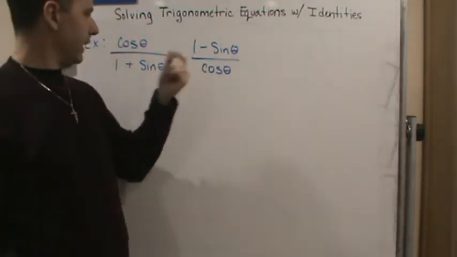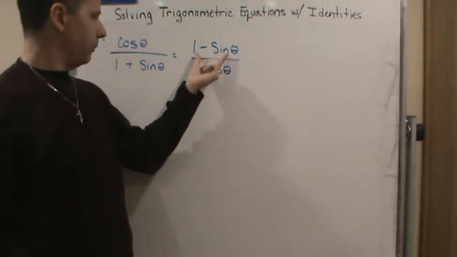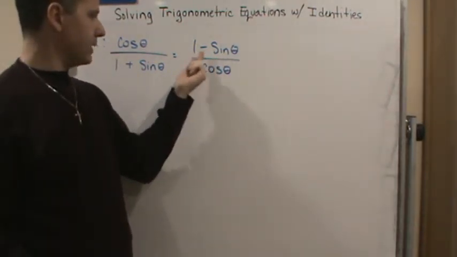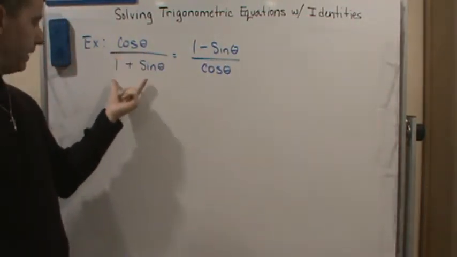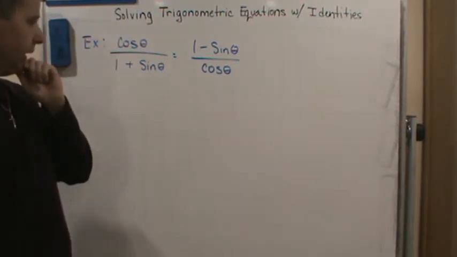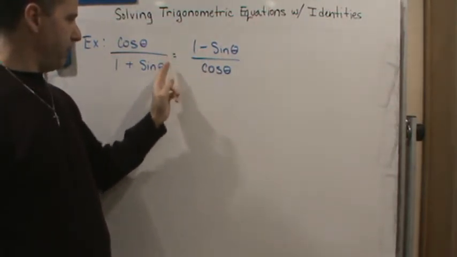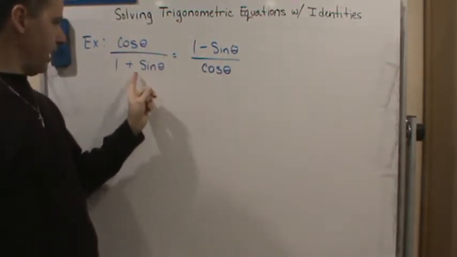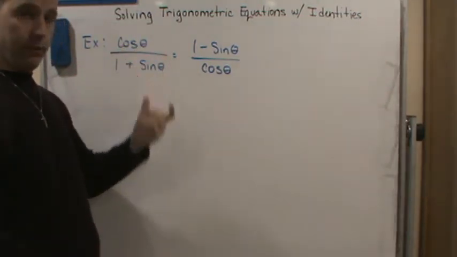Well, the way to get the 1 minus sine theta here is I'm going to have to multiply the top and the bottom by the conjugate of this. That's the first thing I noticed when I saw this: I'm going to have to multiply the top and the bottom by the conjugate, which is 1 minus sine theta, and then see how things fall out from there.